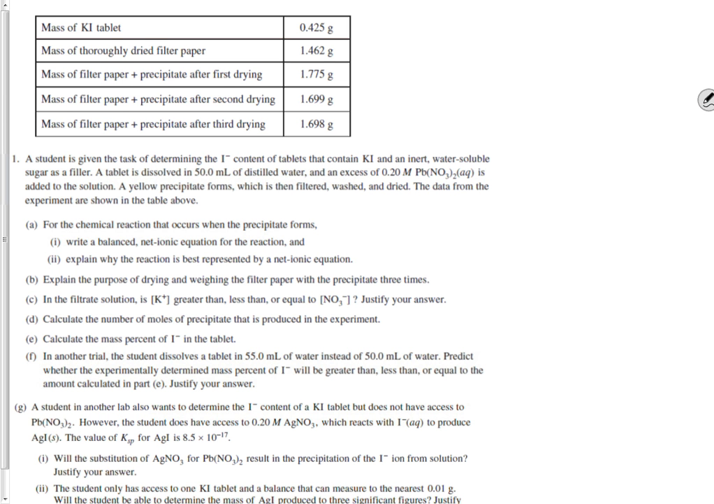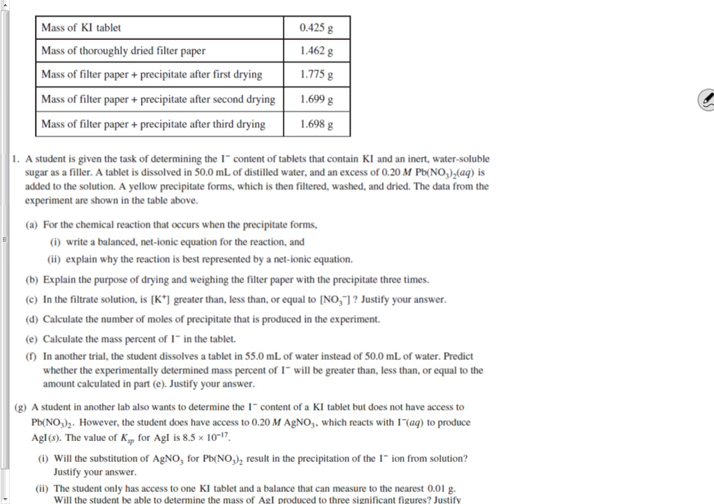So this is a really good one. The student is given the task of determining the I minus, or the iodide, content of tablets that contain KI and an inert water-soluble sugar as a filler. A tablet is dissolved in 50 mL of distilled water, and an excess of 0.2 molar lead nitrate is added to the solution. A yellow precipitate forms, which is then filtered, washed, and dried. The data from the experiment are shown in the table above.